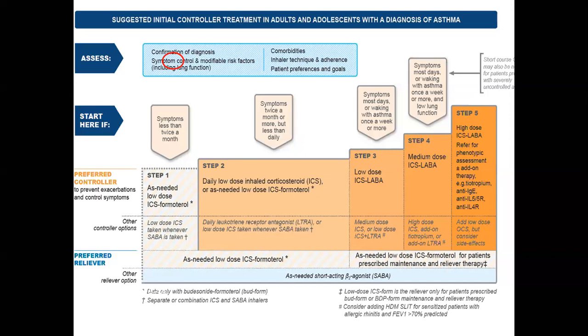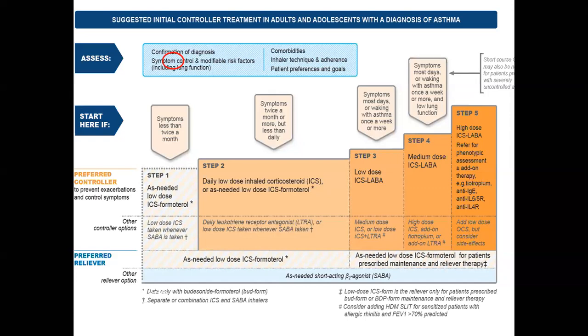Okay, so for adults and children, the treatment is similar. In children, the only difference is SABAs can also be used. There are 4 steps basically. The first step is when the symptoms are less than or equal to twice in a month. In those cases, you just use low-dose ICS whenever it's needed.